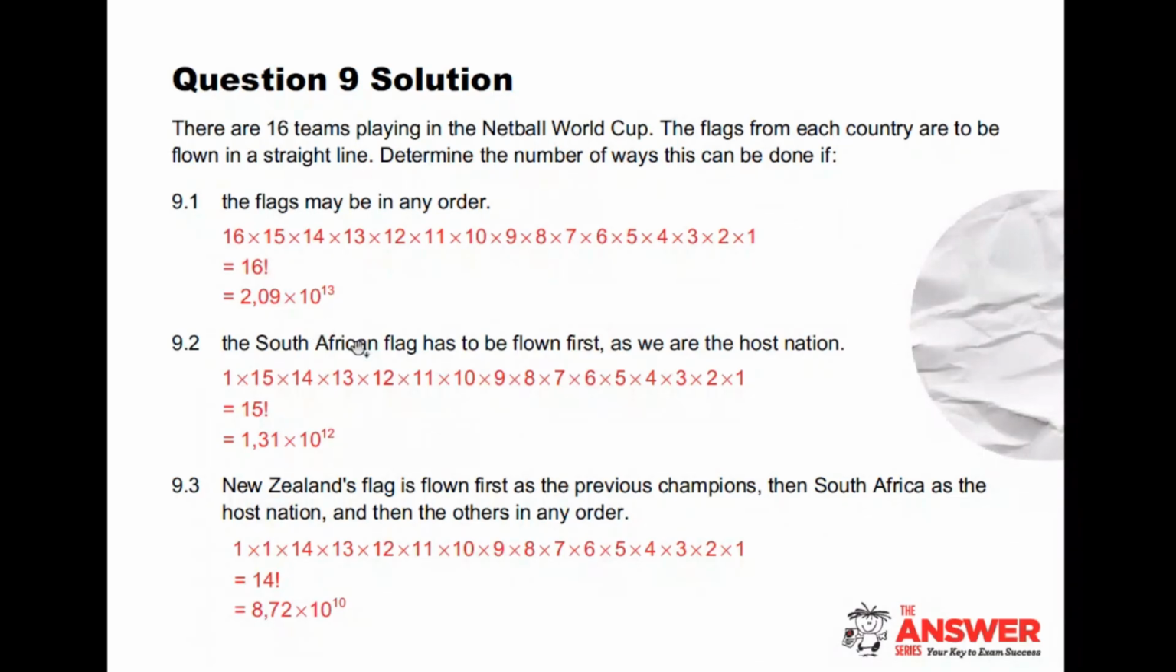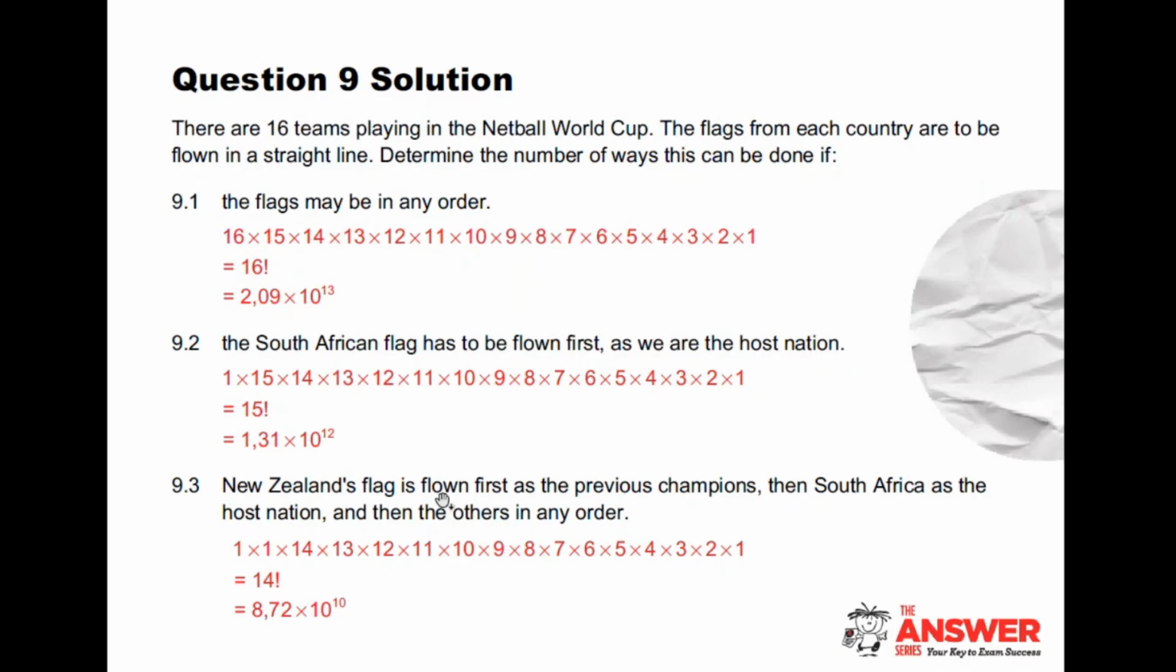If the South African flag has to be flown first, then how many flags can go in the first slot? Only 1, our flag. How many flags can go in the second slot? 15. Because our flag is flying first, there are 15 left, times 14 times 13, all the way down to 1, which is basically 1 times 15 factorial, which is still a very large number in scientific notation.